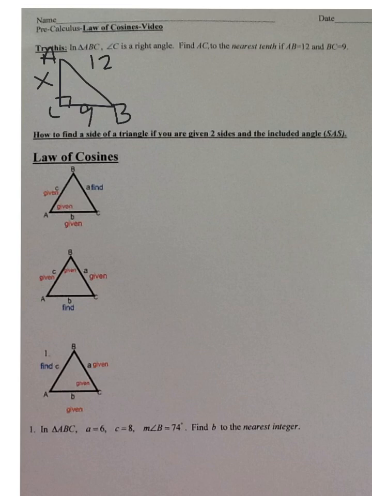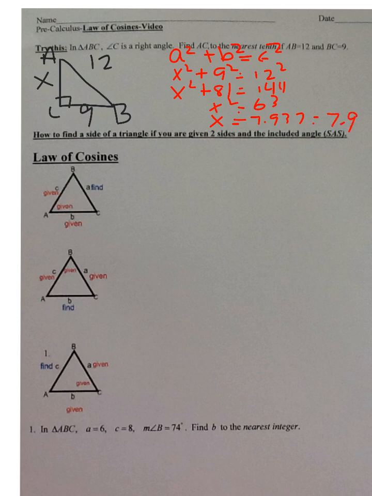So when you have two sides of a right triangle, you can find the third side by using the Pythagorean theorem, a squared plus b squared equals c squared. So remember, c is the hypotenuse, so I have x squared plus 9 squared is equal to 12 squared. So x squared plus 81 is equal to 144. So subtract 81 from both sides, we get 63. Square root both sides, and remember I only want the positive root to the nearest tenth. So it's 7.937, which is 7.9.